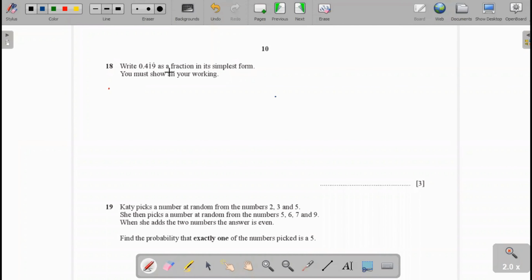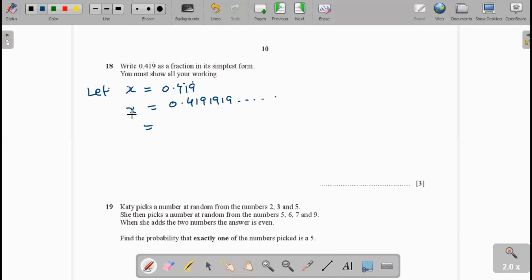Question 18, write 0.419 as a fraction in simplest form. You must show all your working. Here this is the recurring decimal number. Now we suppose this number x equal to 0.419, with the double dots. It means 0.4191919 and it continues.